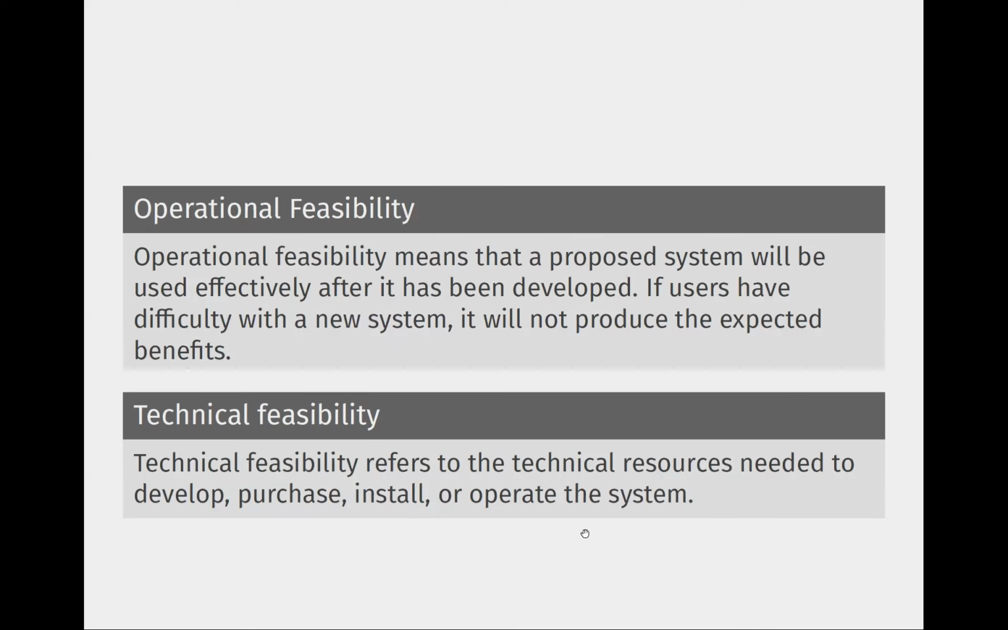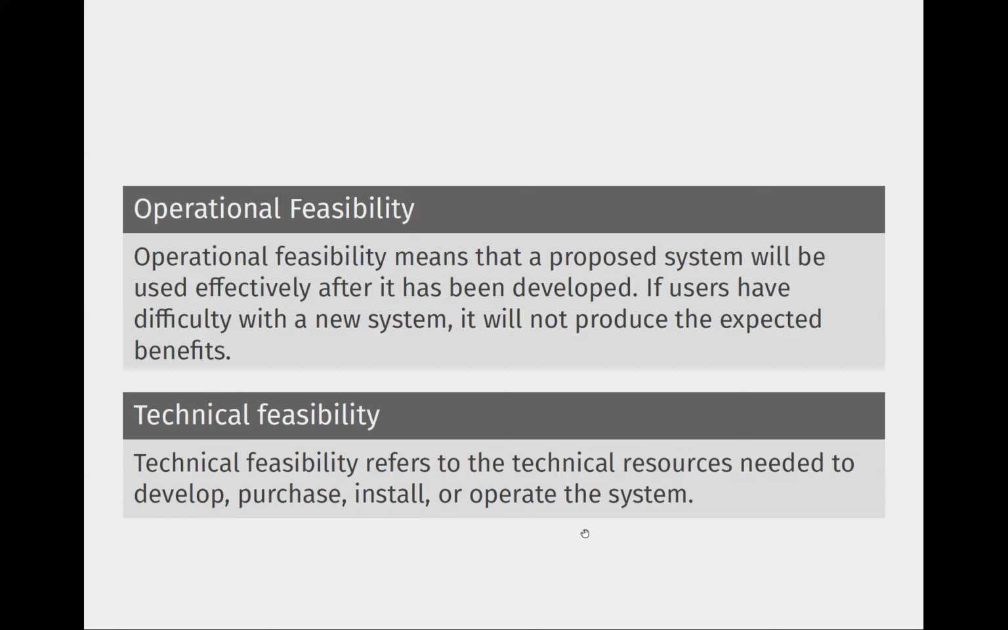Now, when we talk about feasibility, I already mentioned some of the terms. Operational feasibility means once the system is developed, the users are going to use it. Like SIMS, now SIMS is used by faculty as well as students. But the problem is if the users face difficulty with the system, it will not provide the expected benefits. So that's what we look at under operational feasibility.